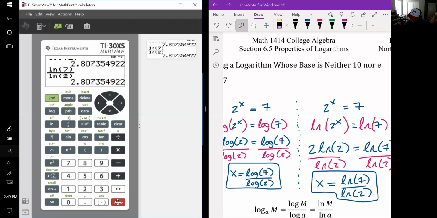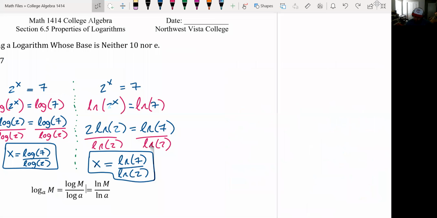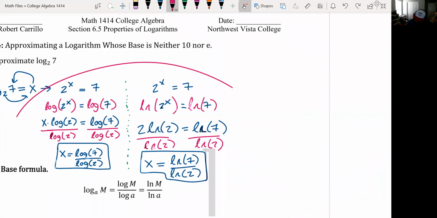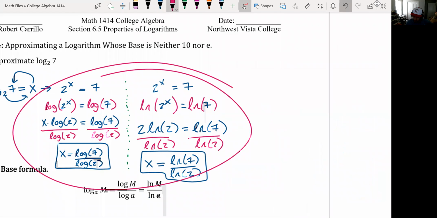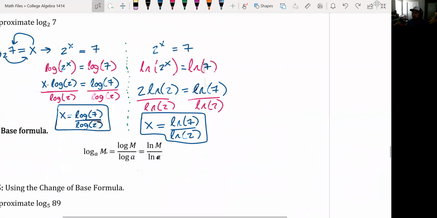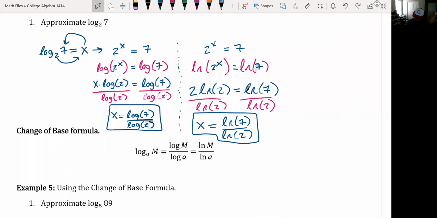But the best takeaway from all this is that you really don't have to do this process anymore. You shouldn't have to do it, because what this whole process leads to is a new log formula called the change of base formula. So we say, if you're ever given log base a of m and told to approximate, then we know that by what we have done above, log base a of m can become log m over log a, which is also equivalent to natural log m over natural log a. And we have proven that by what we've done above.